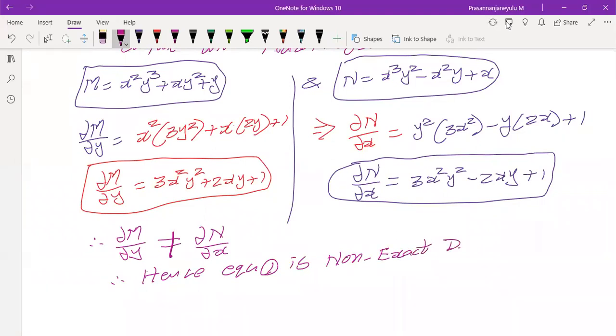Now, what is the next step? We have to convert the non-exact differential equation to exact. How to convert a non-exact differential equation to exact? By multiplying with an integrating factor. So for that purpose, what do we need to find now? Integrating factor.